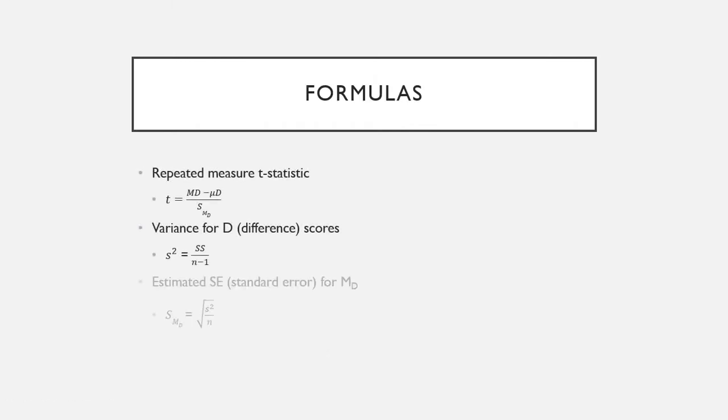We're going to be using 3 formulas. So the repeated measure t-statistic, which is t equals the difference in the two sample means minus the difference in the two population means over the estimated standard error. But first we'll have to find variance for d, or the difference in the scores. So sample variance equals the sum of the squares over n-1. And then we find estimated standard error, which is the square root of the sample variance over n.